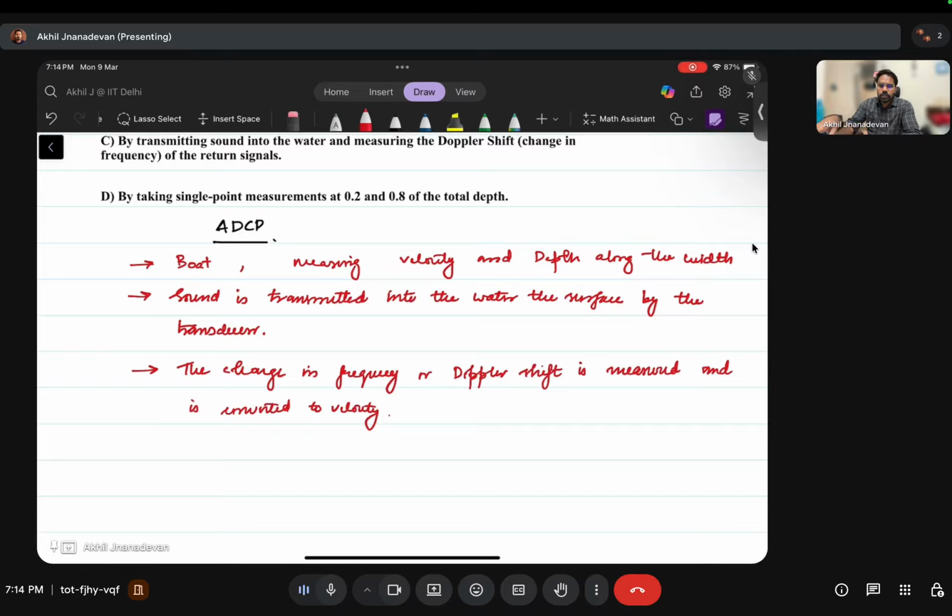Right. So in this way, we'll be getting the water velocity and also the depth. That is, the distance traveled by the signal will be nothing but the depth. So we'll be getting the cross-sectional profile of the river, and also the velocity at different depths or along the width. Okay, so we can look into the options now.